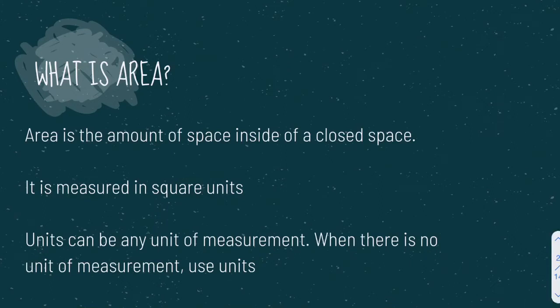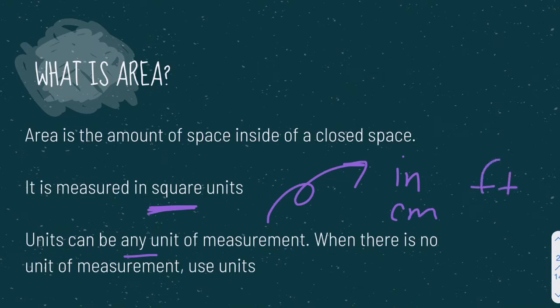Really important with area is that it's measured in square units. So units can be any unit of measurement. A unit of measurement can be inches, it can be centimeters, it can be feet, it can be yards, it can be miles, kilometers. Doesn't really matter as long as it's a unit of measurement. When there is no unit of measurement, you use units.